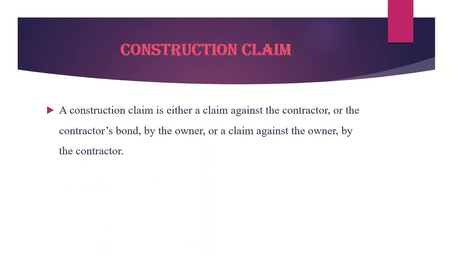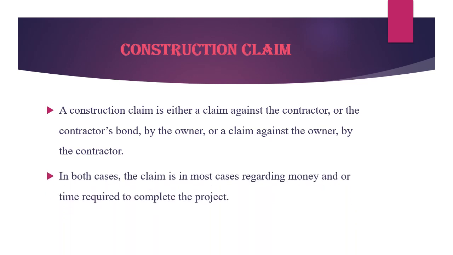Next, we have to know what a construction claim is. A construction claim is either a claim against the contractor or the contractor's bond by the owner, or a claim against the owner by the contractor. So the claim may be raised by the contractor against the owner or by the owner against the contractor. In both cases, the claim is in most cases regarding money or time required to complete the project.